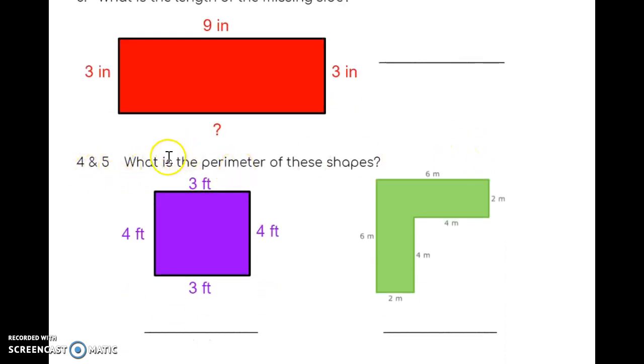And then number 4 and 5 is the same. You're finding the perimeter of both of these shapes. So the purple shape first, you have 4 feet, 3 feet, 4 feet, and 3 feet. Write your answer for the perimeter on that line.